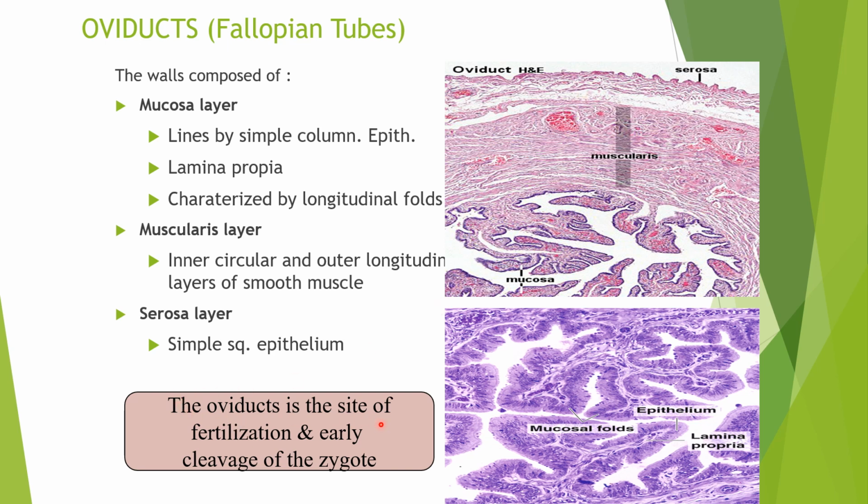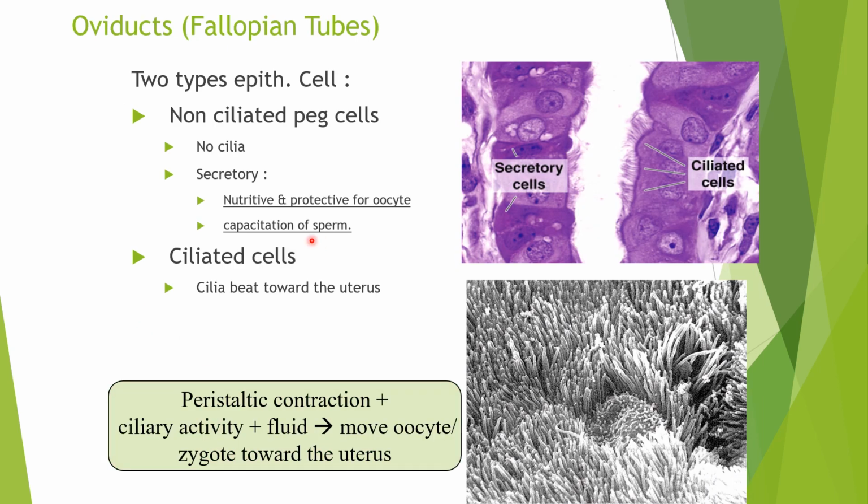So the oviduct is the site of fertilization and early cleavage of the zygote. It has a bidirectional flow, because at the time of ovulation the ovum is transported from the ovarian end to the uterine end, and in case of fertilization, the spermatozoa are transported in the opposite direction. So what helps in the transport?